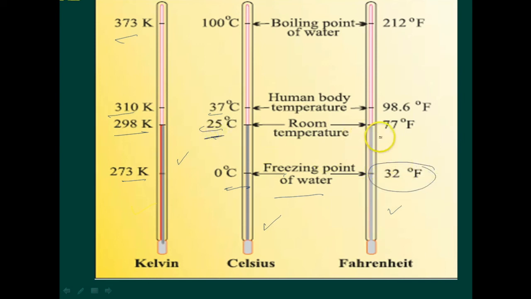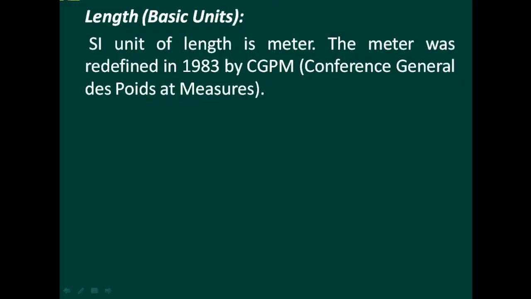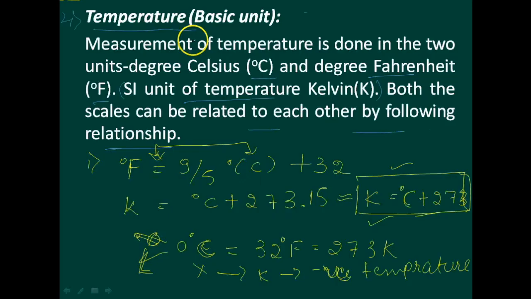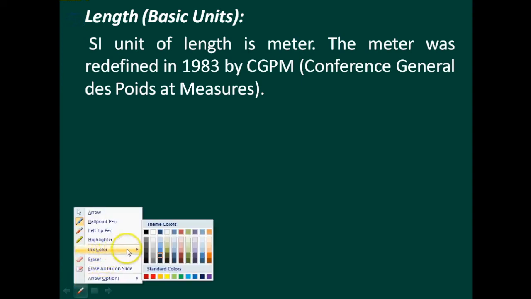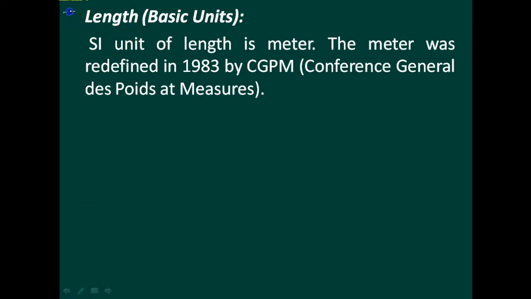Next, 25 degree Celsius is the room temperature on the Celsius scale, and human body temperature is 37 degree Celsius, boiling water is 100 degree Celsius. Like that, this is equal to what you measure in Fahrenheit. Then this is the Kelvin. So the freezing point of water is 273 Kelvin, room temperature is 298 Kelvin, human body temperature is 310 Kelvin, and boiling water is 373 Kelvin. Okay, the next concept, this is the fifth one.